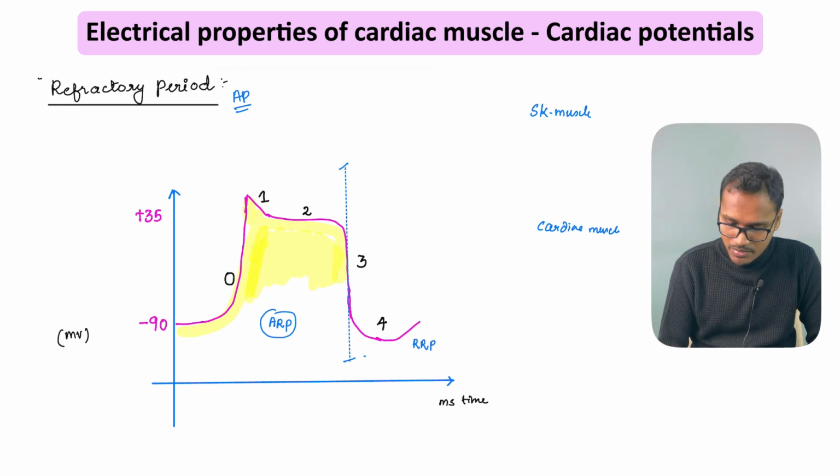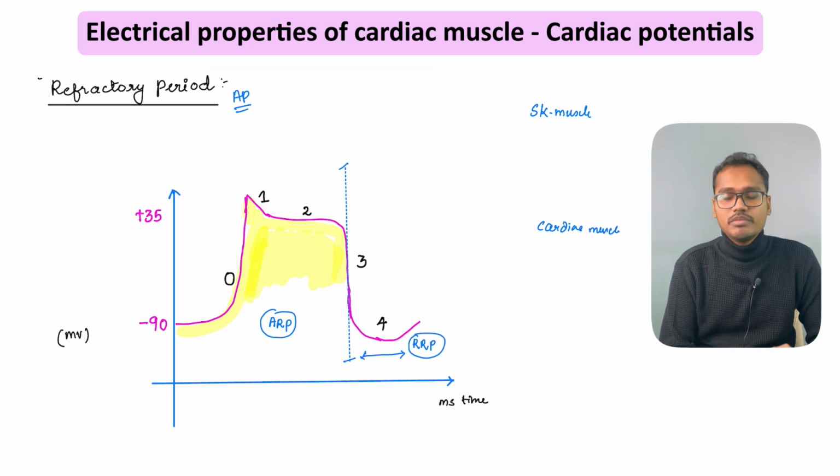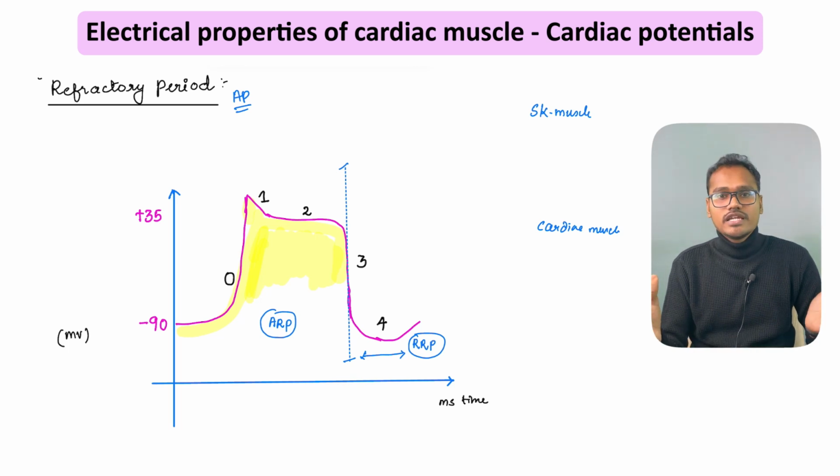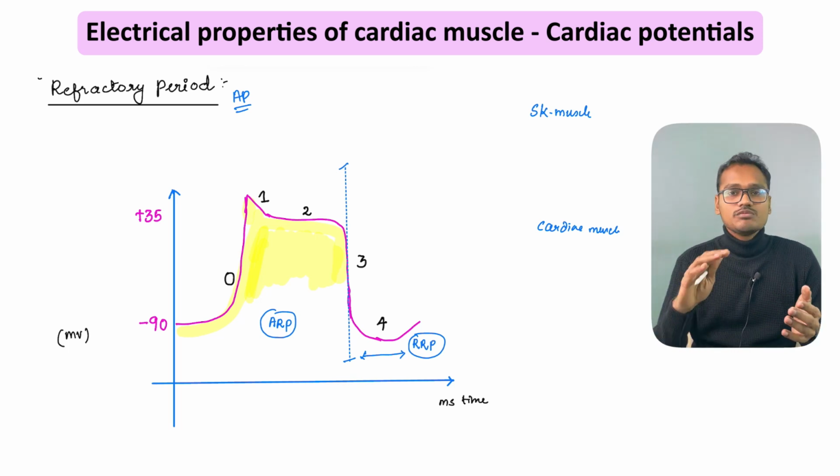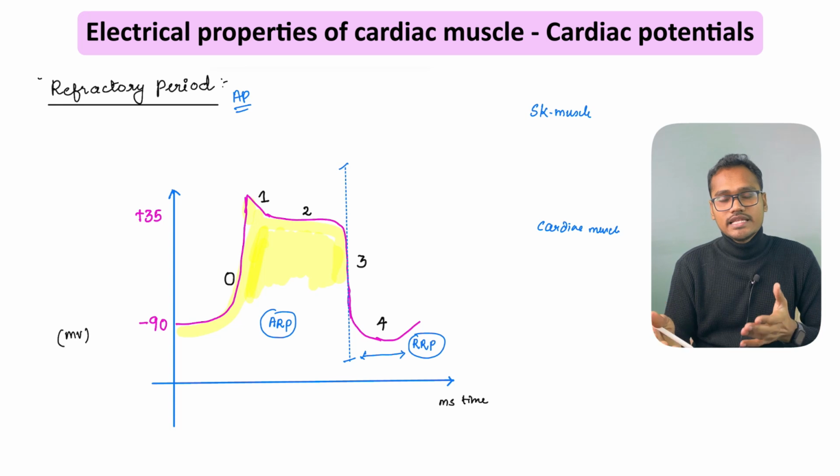And the remaining part is in the relative refractory period. So the refractory period is very, very long, so that a second stimulus will not be able to do anything on this action potential, and that is why the cardiac muscle is not getting tetanized.